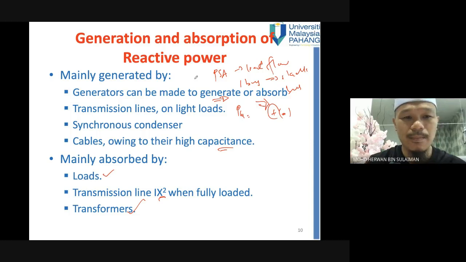Okay, and then transmission line on light loads. So you have synchronous condensers, and then we have cables. This one is reactive power generated by, and this one is reactive power is absorbed. Normally it's absorbed by loads as well as your I square X in terms of the transmission line when fully loaded, and as well as transformer.